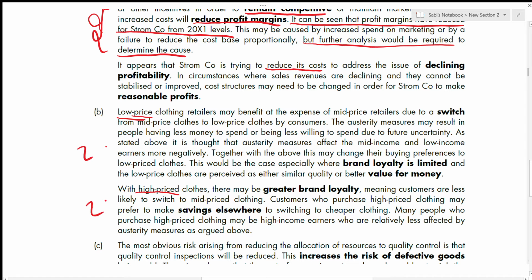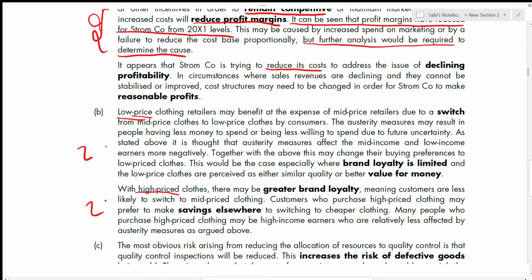Now first we'll start with low price clothing retailers. Okay, why are they not affected? It is very common that mid price will switch to low price during this crisis, right? Because clothing is not a necessary commodity, right? It is not something which customers will spend their money on during this time. They don't mind shifting to low price. So that's what they have told, that they may benefit at the expense of mid price due to a switch from mid price to low price, right?